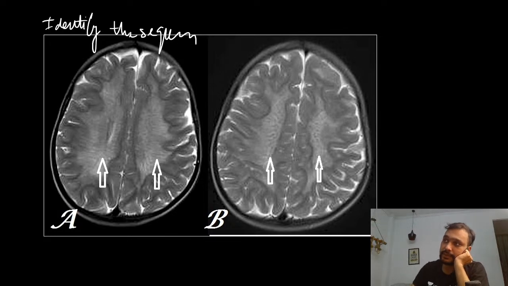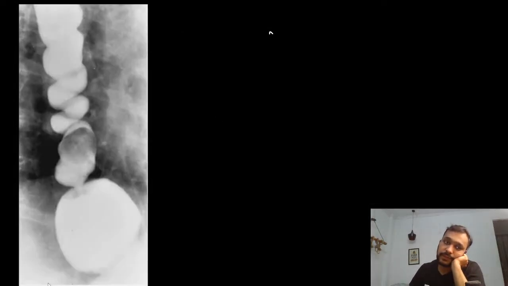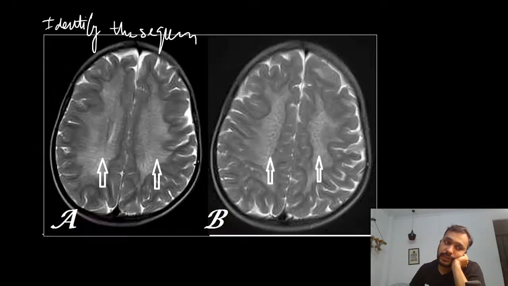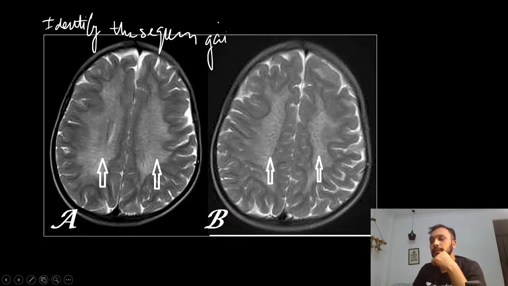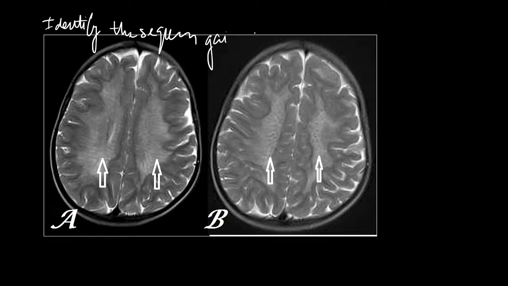So the patient presented with gait abnormality, muscle rigidity, loss of vision, impaired swallowing. The patient presented with gait abnormality, loss of vision and impaired swallowing.